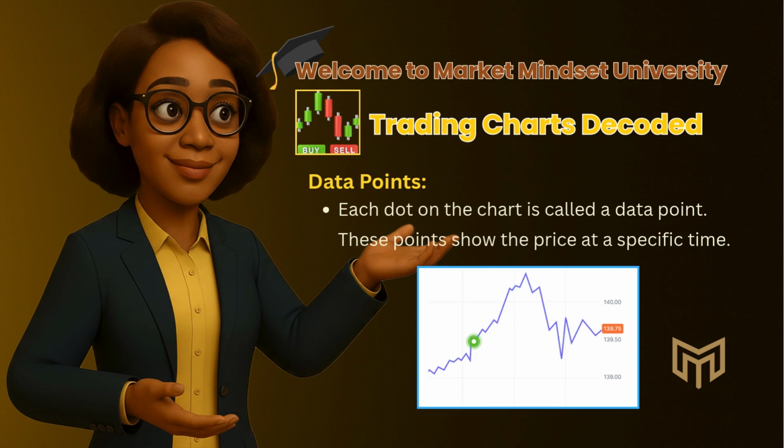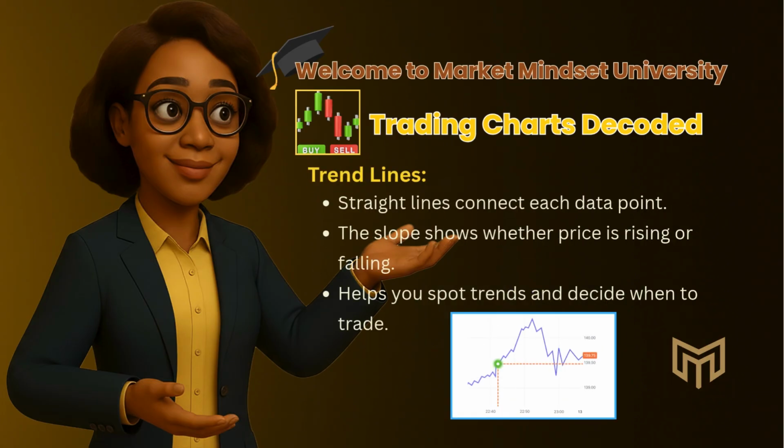Notice the dot on the chart. This is called a data point. Use them to identify price at a specific point in time. Next, you connect the dots. Straight lines link each data point to the next, forming one smooth path across the chart. Watch the direction of that line. When it moves up, prices are rising. When it moves down, they're falling. That line is your roadmap for spotting trends and deciding when to trade.